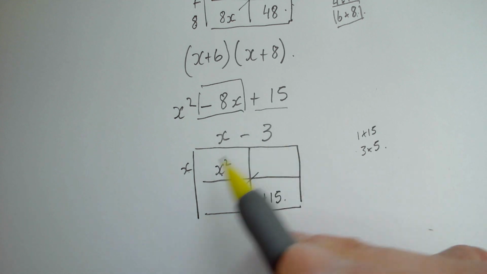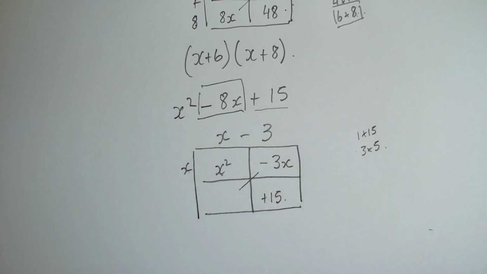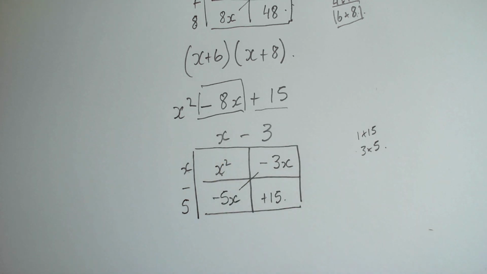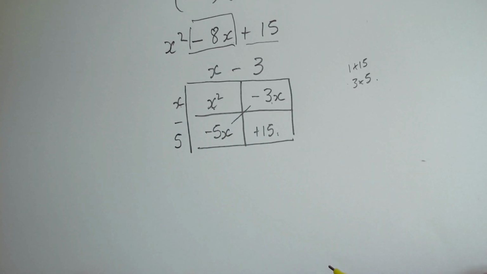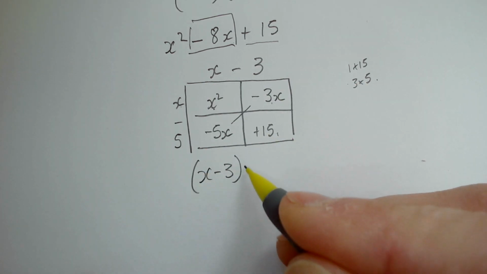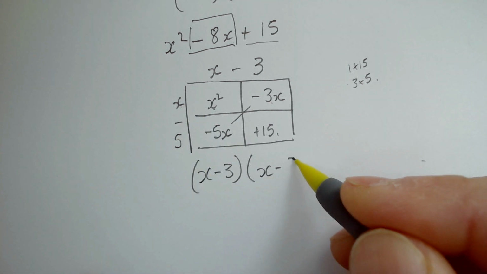And then minus 3 times x is minus 3x. And let's take minus 5 here, and now we have minus 5 times x is minus 5x. So minus 5 times minus 3 will, of course, give us plus 15, because a minus times a minus is a plus, and 3 fives are 15. And when we sum across the middle here, we have minus 5x minus 3x, and that gives us minus 8x. So the factors of this quadratic, reading across the top, are going to be x minus 3 times x minus 5.